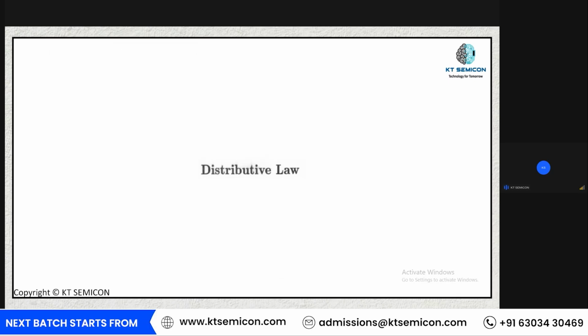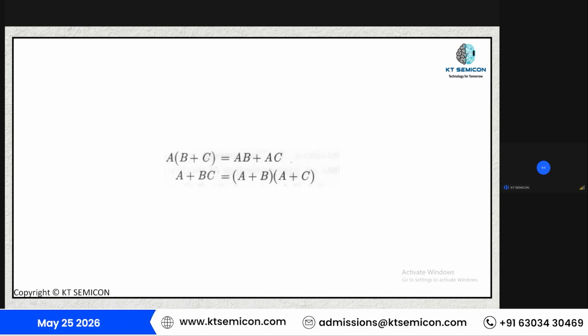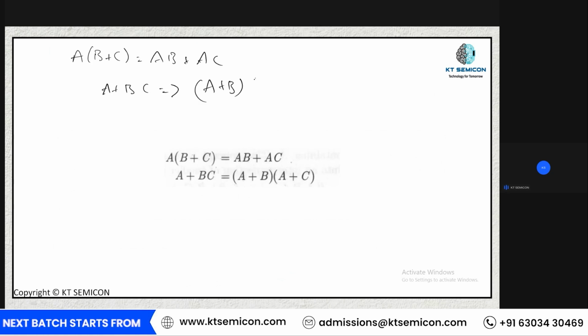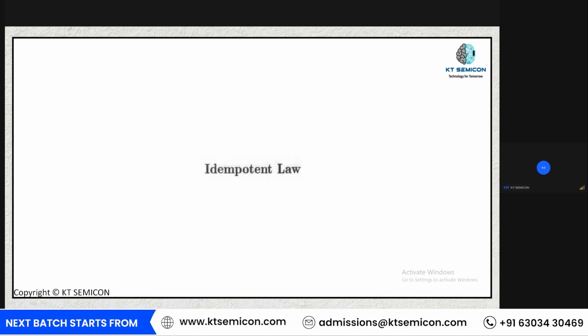Next comes your distributive law. In the case of your distributive law, A into B plus C is nothing but AB plus AC. And A plus BC can be simply written as A plus B into A plus C. This is very important in terms of Boolean algebra simplifications.